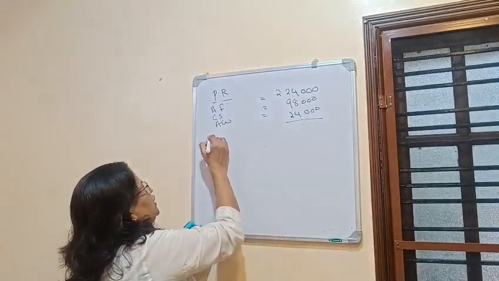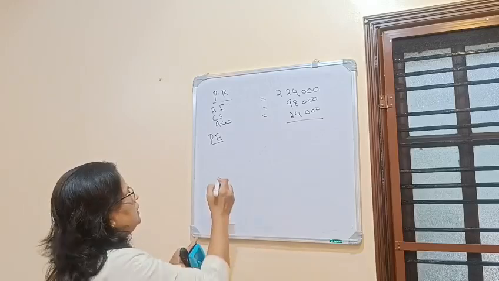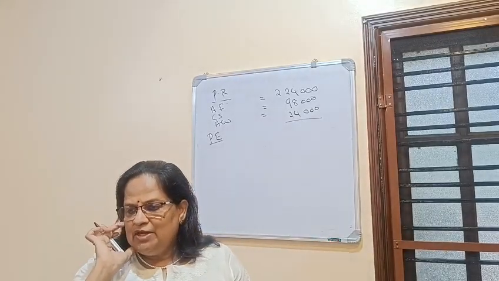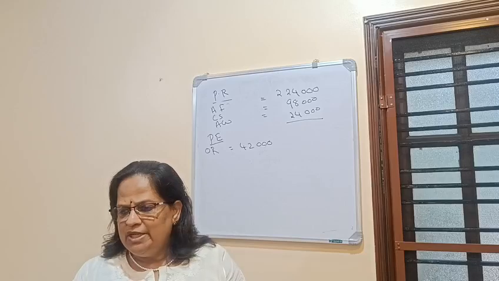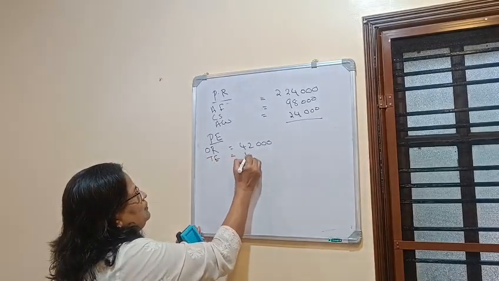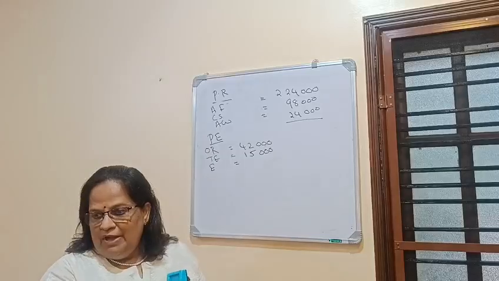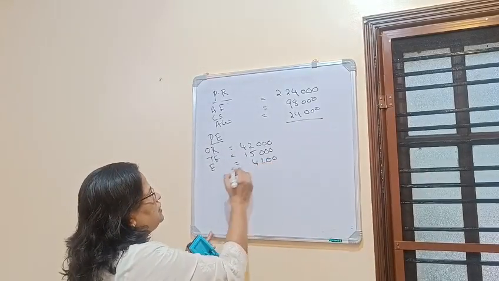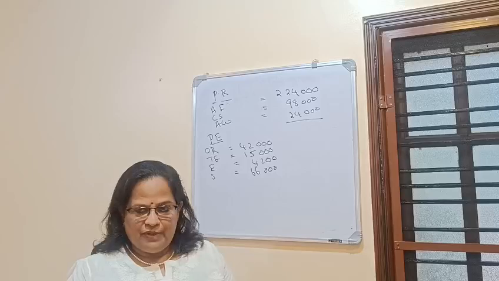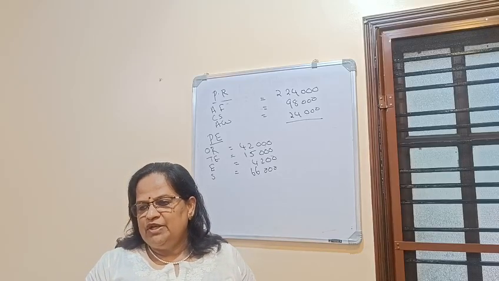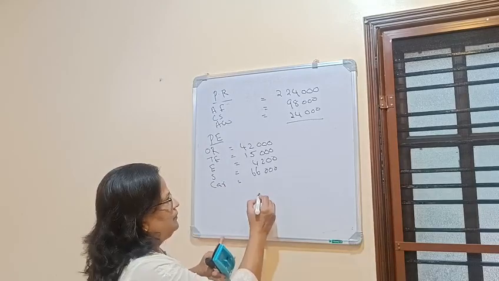Now we have to reduce the professional expenses. Drawings 48,000, we will not take. Office rent is 42,000. Telephone expenses 15,000. If personal expenses are there, we will reduce. Then electricity bill 4,200. Salary to staff 66,000. Next, gifts given to relatives not allowed. Car expenses 21,000.